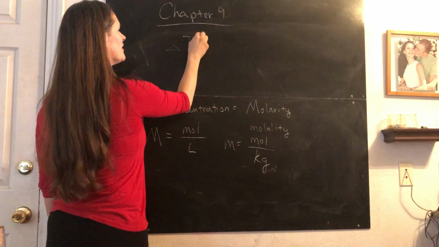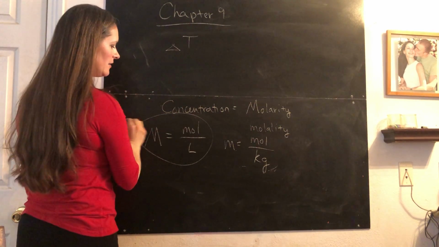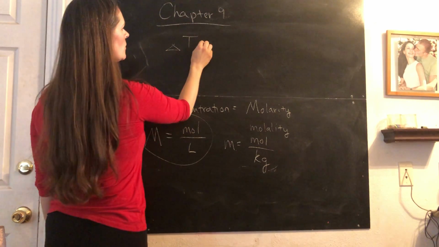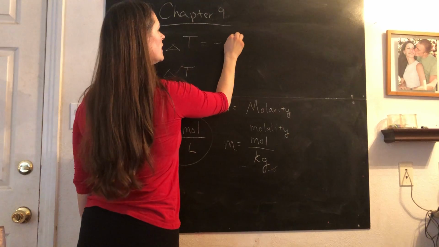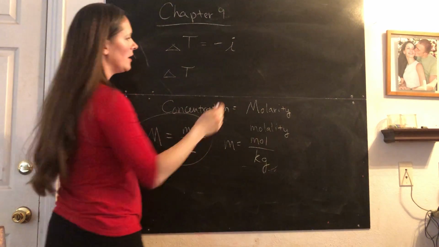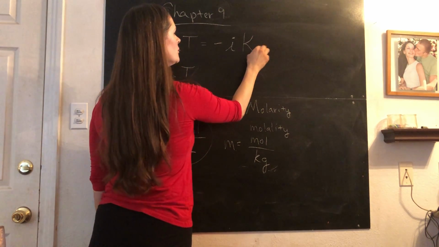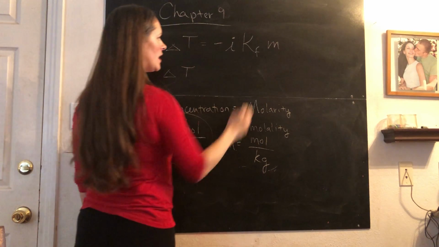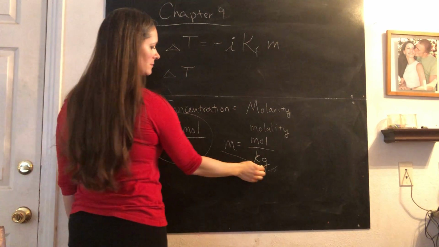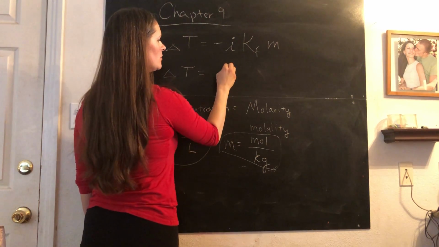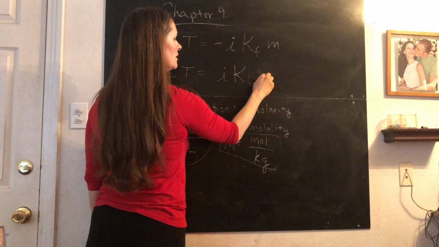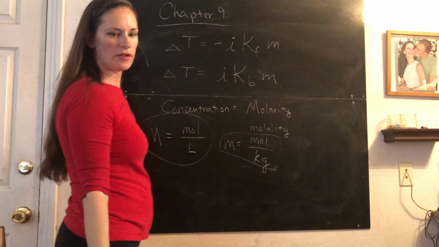So we mostly use molarity, big M, except when we're calculating freezing point depression: negative i, remember i is the number of ions, times Kf, which will be given, times the molality, this one. And then boiling point elevation is the number of ions, times Kb, times the molality, which will be given.